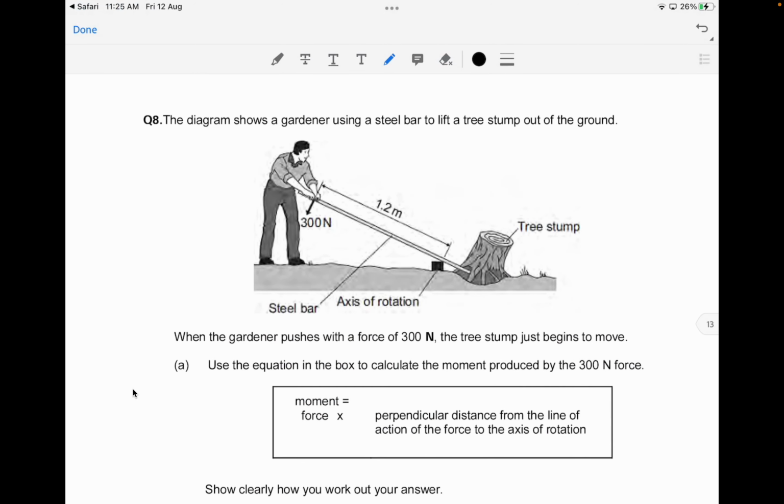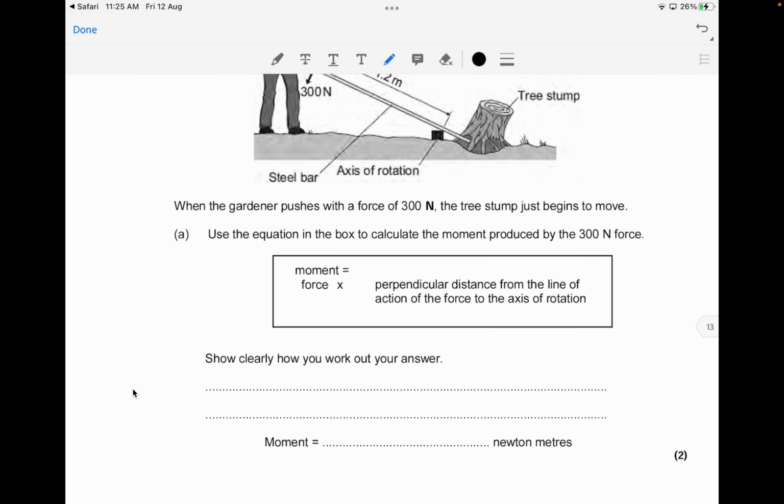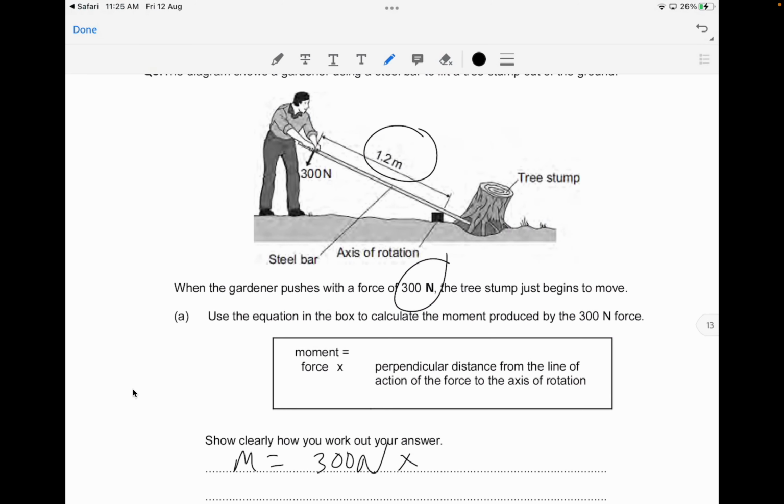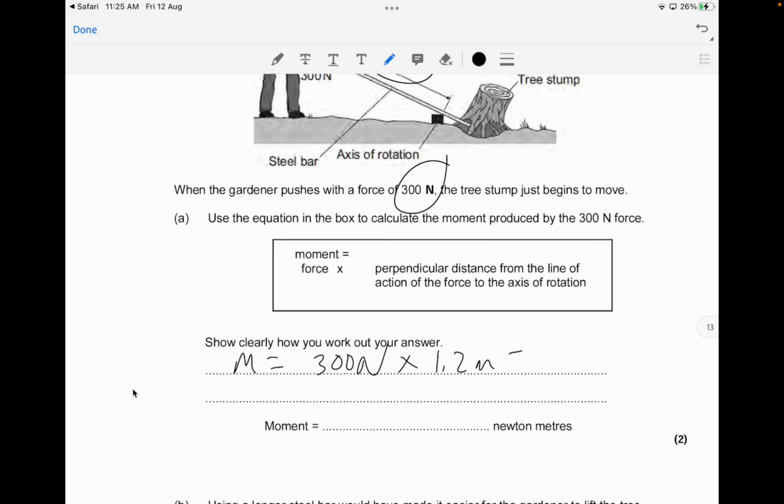The next question shows us a gardener using a steel bar to lift a tree stump. All right, so we have to calculate moment again. The force given to us is 300 newtons, and the distance is about 1.2 meters from the question itself. It's equivalent to 300 times 1.2, which gives us a value of about 360 Newton meters. So that's going to be your answer for 2 marks. So you have 360 Newton meters. Let's move on to the next question.